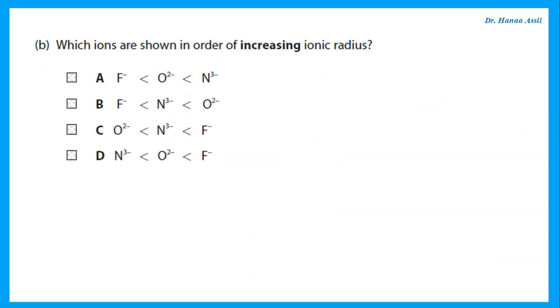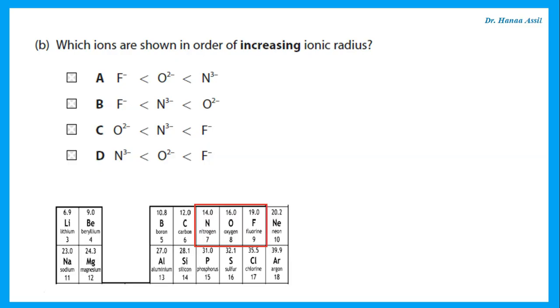Which ions are shown in order of increasing ionic radius? Again, we're looking at nitrogen, oxygen, fluorine ions, fluoride ions.